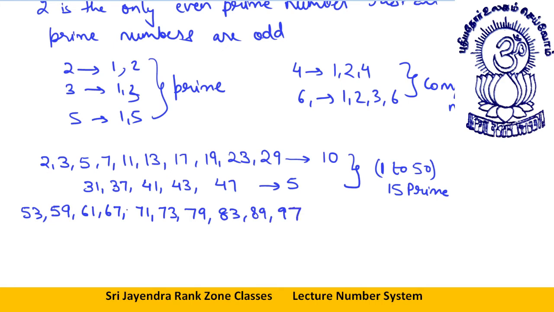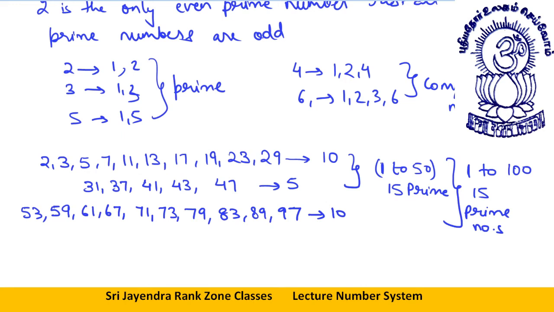1, 2, 3, 4, 5, 6, 7, 8, 9, 10. So 10 more. But if I talk from 1 to 100, how many primes are there? Total 15 prime numbers. Getting it, my dear friends? So we have discussed there are total 15 prime numbers from 1 to 100.